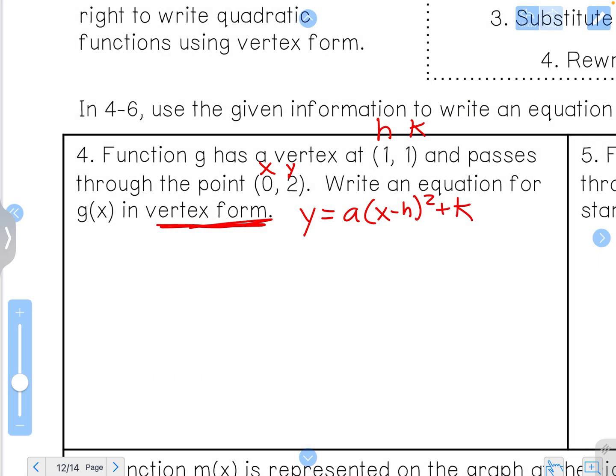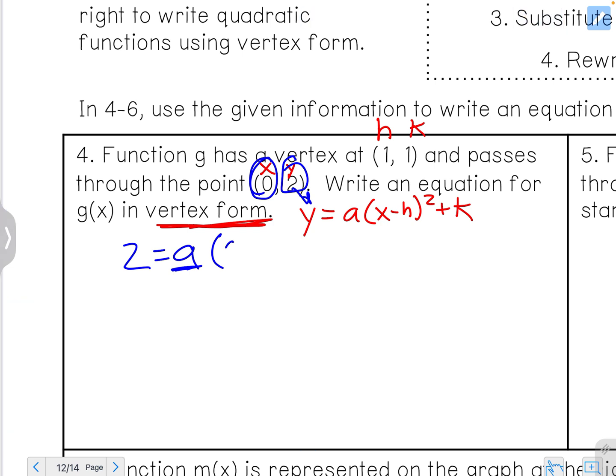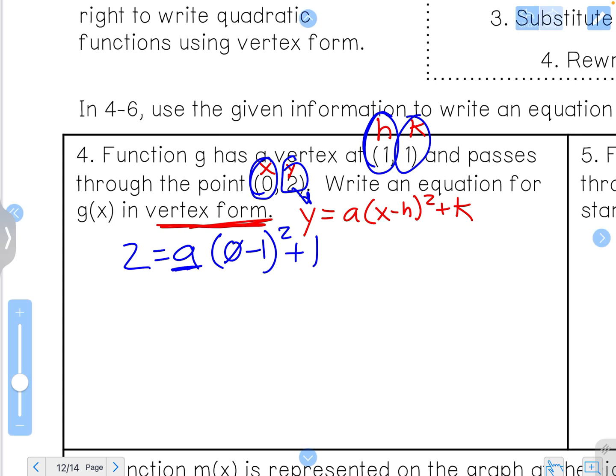So I'm going to substitute my y in for y, so we're going to write down 2. Then I don't know what a is. This is what we're solving for. This is what we have to find. Then I'm going to write down my parentheses. My x is 0 minus, and then I'm going to put in my h, which is 1. Then I'm going to square it, and then I'm going to put plus my k, which is 1. So again, our point is going to be x and y. Our vertex is going to be h and k.